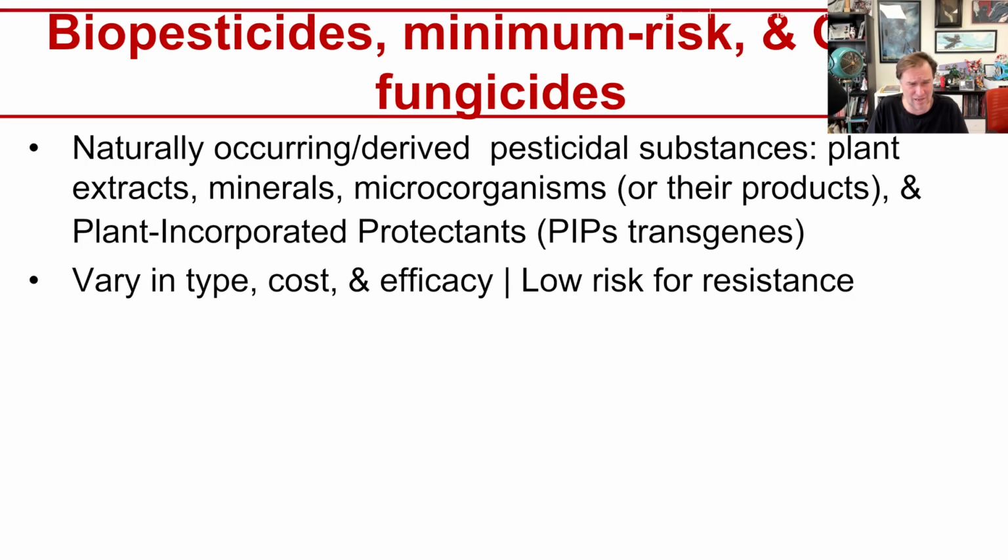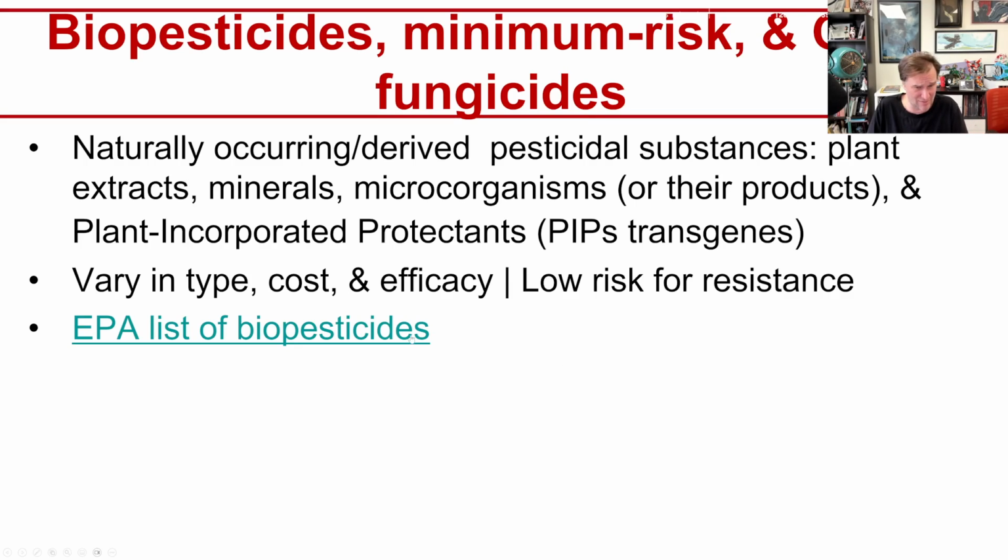Now, they vary a lot in terms of type, cost, efficacy, but they're generally low risk for resistance. If you saw part one, you get it. They are hitting multiple different modes of action, with the exception of a few, like the RVI6, which is going for a single gene, and the strobilurin A, which will be just targeting the mitochondria and the electron transport chains.